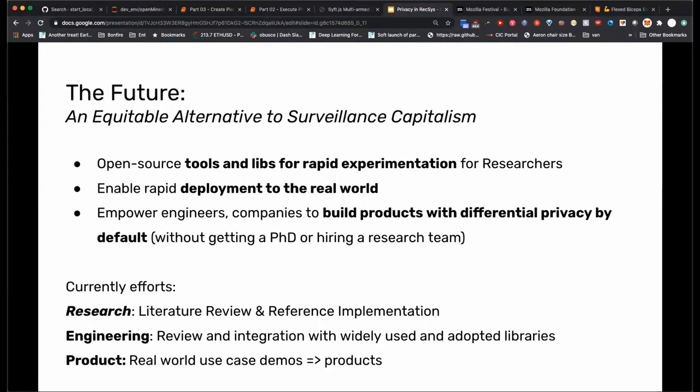And lastly, we want to empower engineers and companies to build products with differential privacy by default. All they have to do is download and import a library, and they don't need to go get a PhD or hire a whole research team. So current efforts include research, engineering, and products.